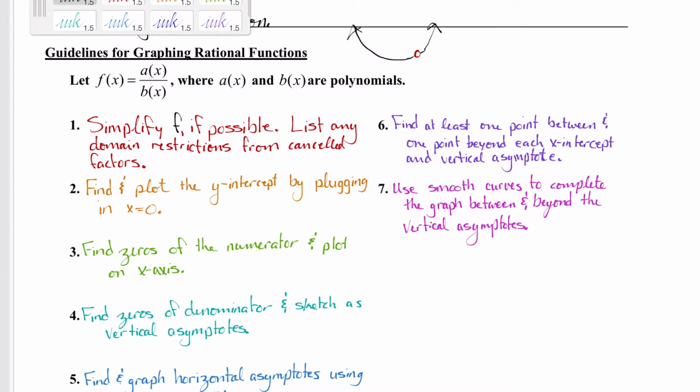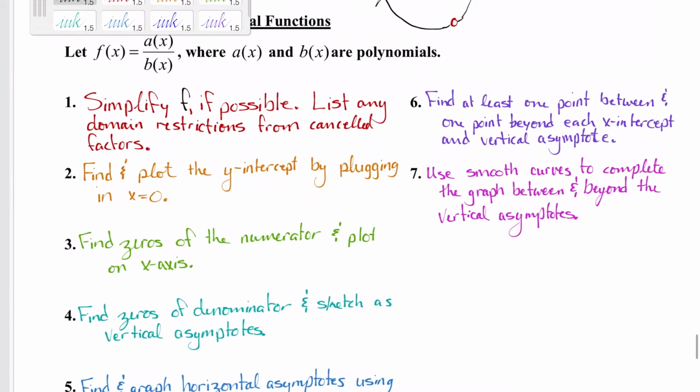And so the first step is to simplify your function as much as possible. And so that means that we can try to factor things. We can see if we can cancel any factors. We want to try to just break it down as much as possible. And then we'll list any domain restrictions, including from the canceled factors. So we want to see when we would have had zero in the denominator to begin with.